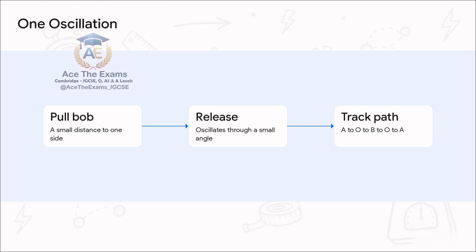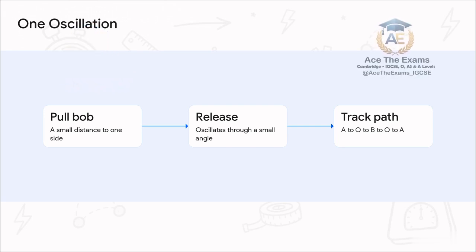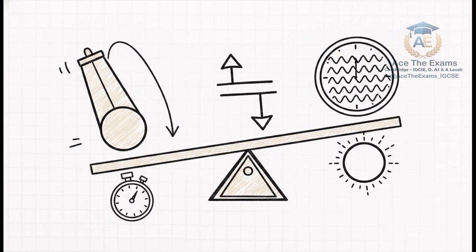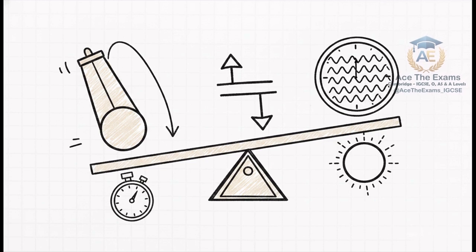The text explicitly tells us to release the bob so it oscillates through a small angle, but the trap is the path itself. If you only measure from A to B, you've only measured half an oscillation. Track it all the way back. These definitions are absolutely non-negotiable for your exam. They link the physical movement directly to your calculated variables. Period, represented by a capital T, is the time for that full A to B to A journey.